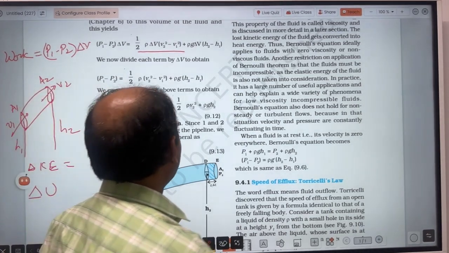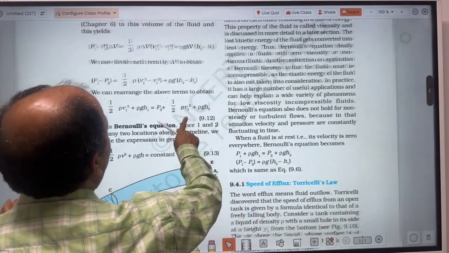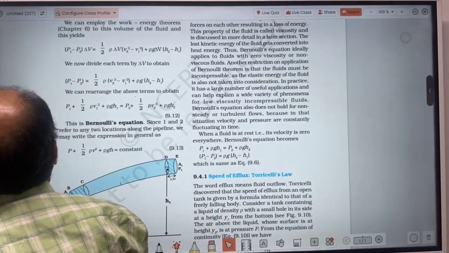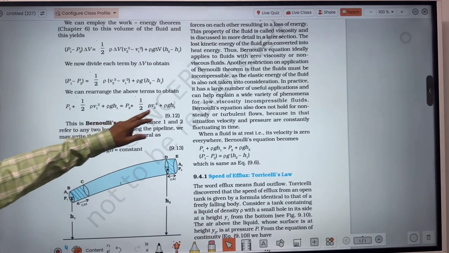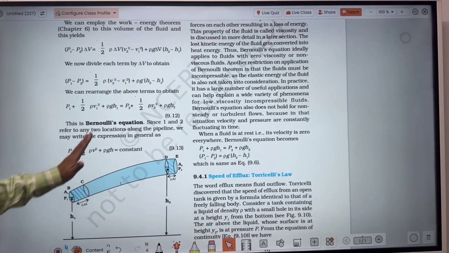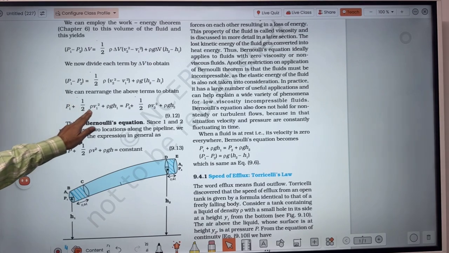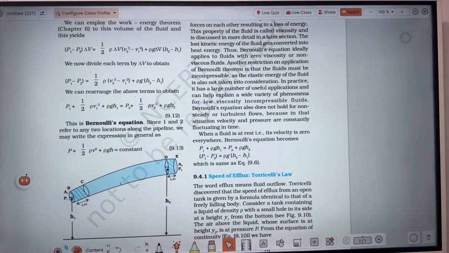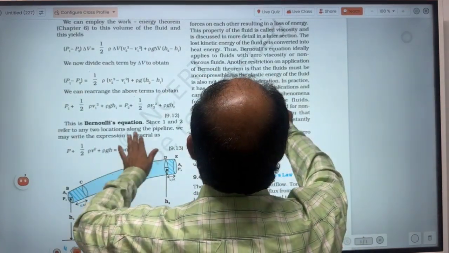So Bernoulli's equation is one very important equation, and it is based on energy conservation. Here is one important point: if the flow is horizontal, H1 and H2 will be the same, so these two terms will vanish. In that case we will get P1 plus half rho V1 square equal to P2 plus half rho V2 square. There will be such questions, and we will solve them using this concept.